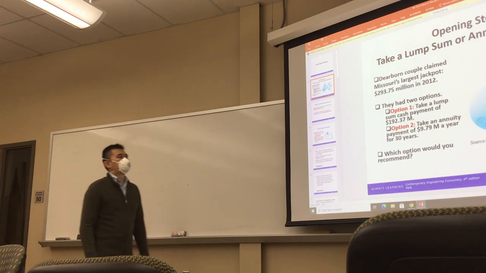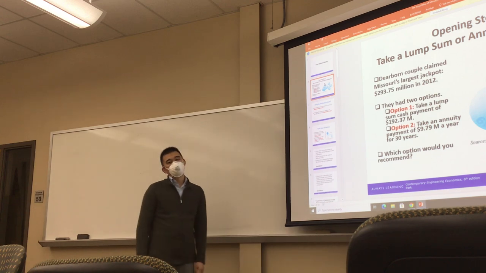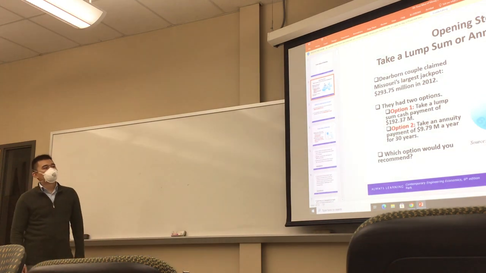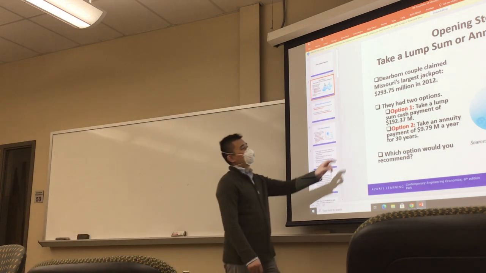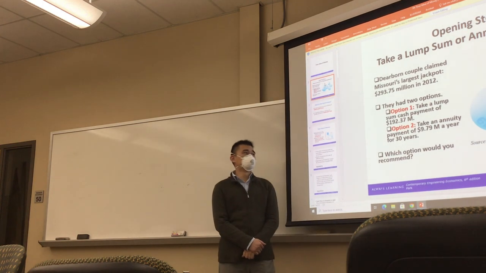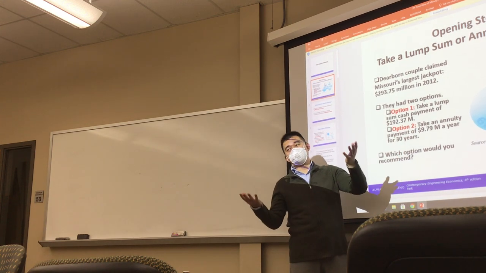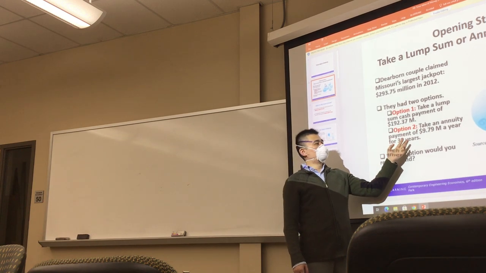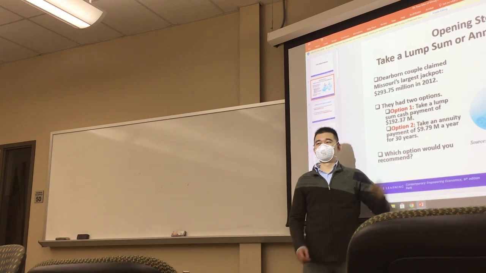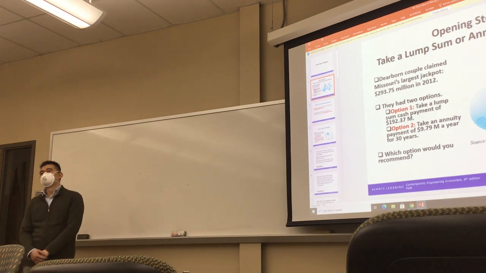Let's see the first example. If you are a winner of some jackpot, and you have two options. You can have it today, this much. You need to pay tax, right? Or you can have this a year for 30 years. These are the two options the lottery organization gives you. You choose. Which one do you want to have?